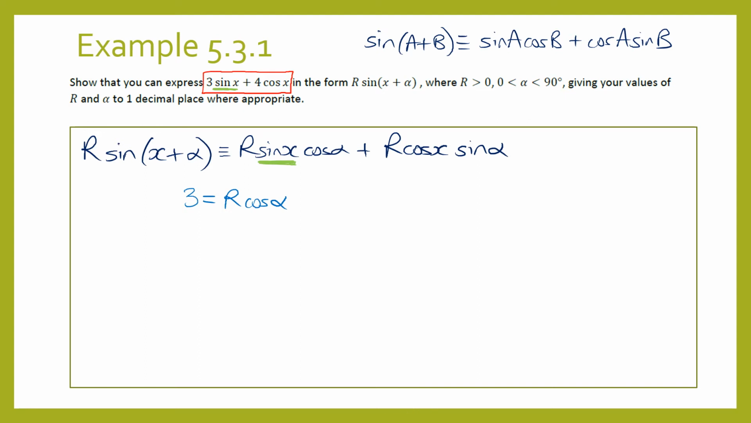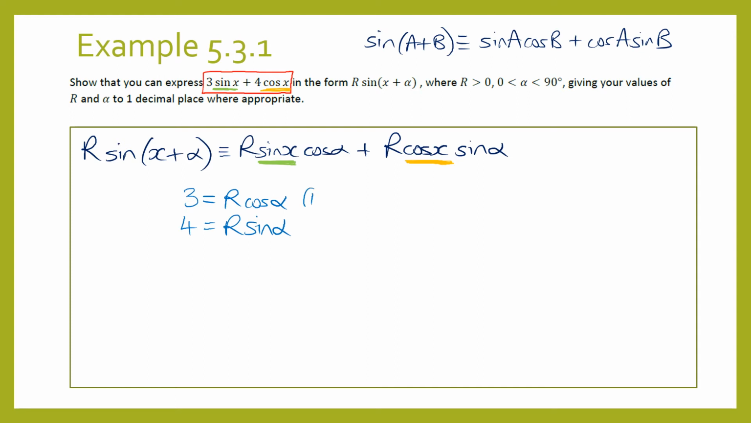Let's go and get another equation by looking at the cos x. So try and think before I write it down, what equation will we get this time? Compare these. These need to be the same. So therefore, what can we write down? Well, we can write down that 4 must be the same as r sine alpha. Very important that you get these two equations correct, because obviously if these two equations are wrong, we're never going to get the right value of r or the right value of alpha.